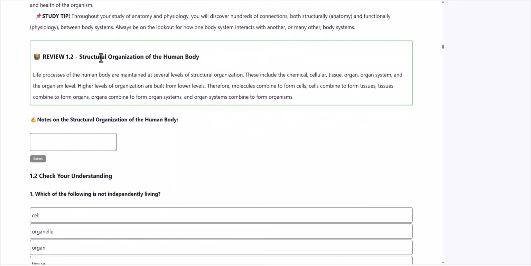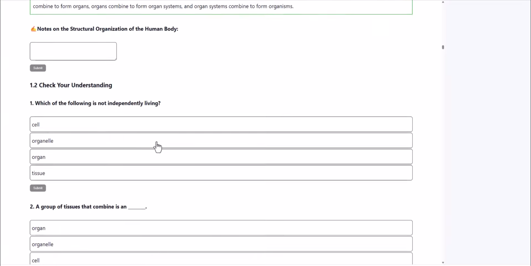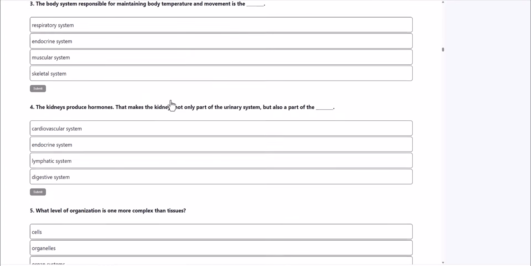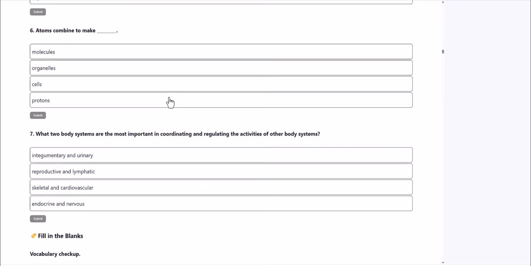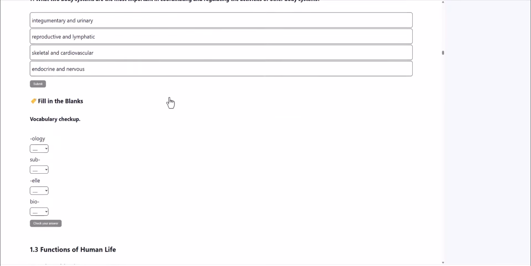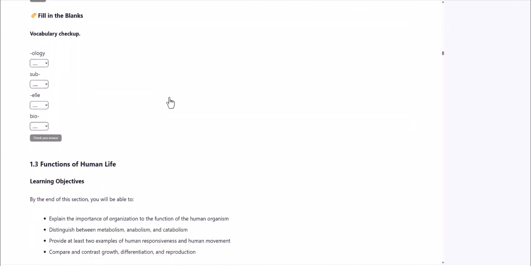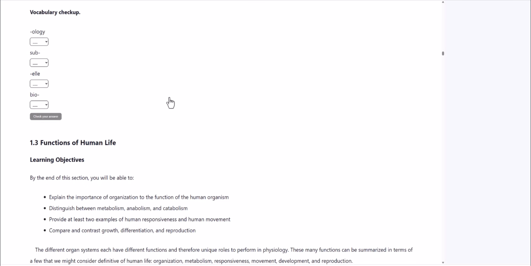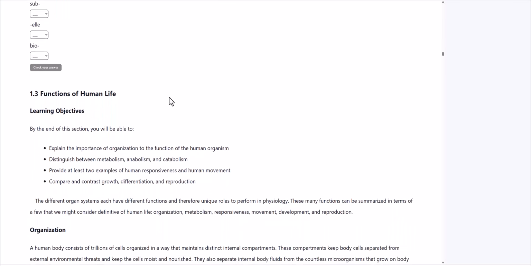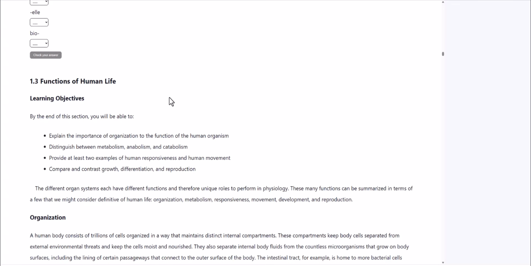And that's the end of section 1.2. There are some questions for you to consider here at the end. Again, by answering those questions and confirming your understanding, you will be far more prepared for the major exams in the course. Section 1.3, moving on.